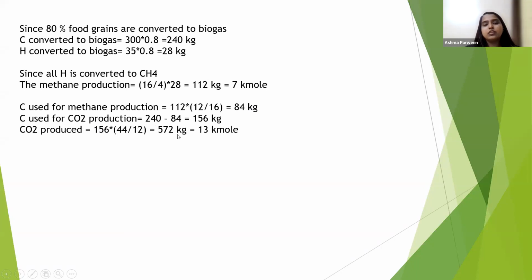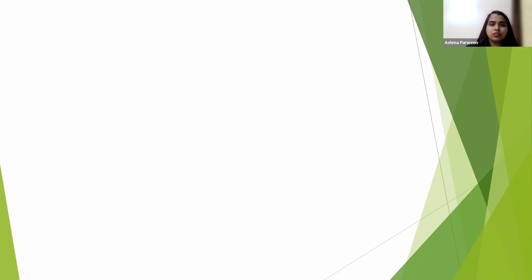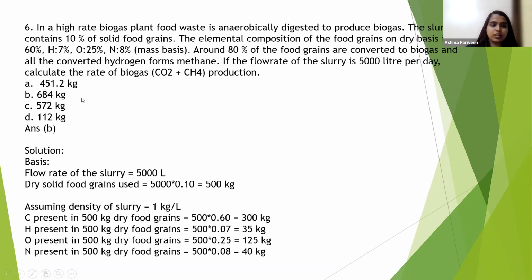After converting to moles, we divide it by the molar mass of CO2 and we will get 13 kilomoles. So we have 112 kg of methane and we have 572 kg of CO2. So overall biogas produced is 684 kg. So the correct answer is 684, that is B. So I hope you got the idea how to solve this question.